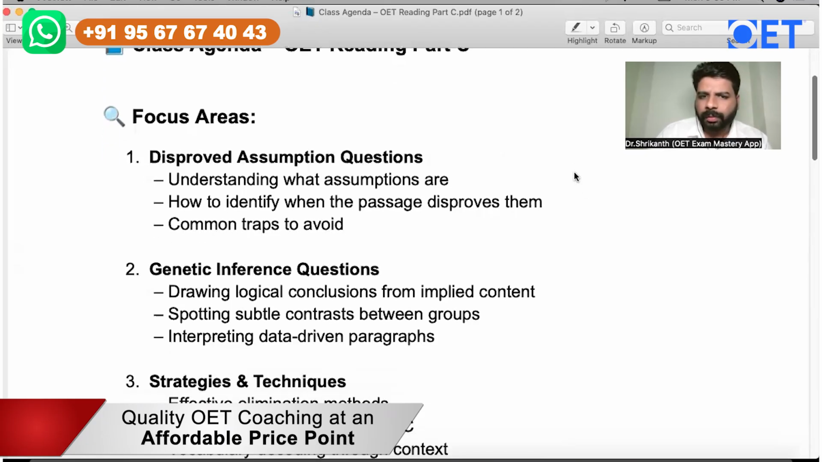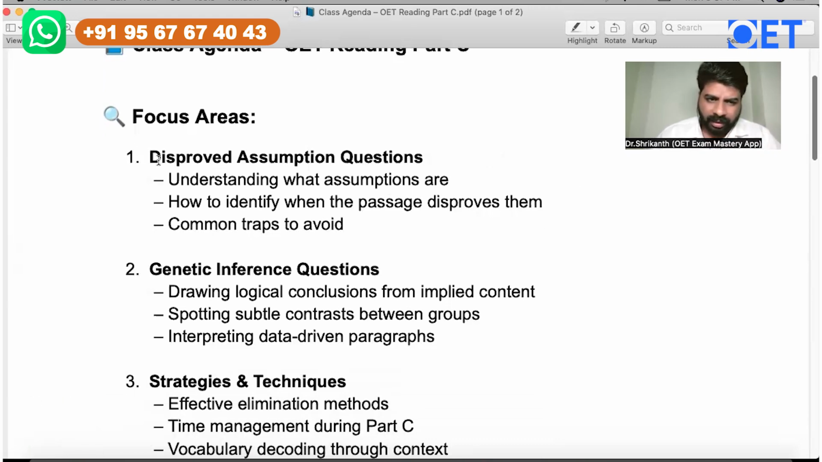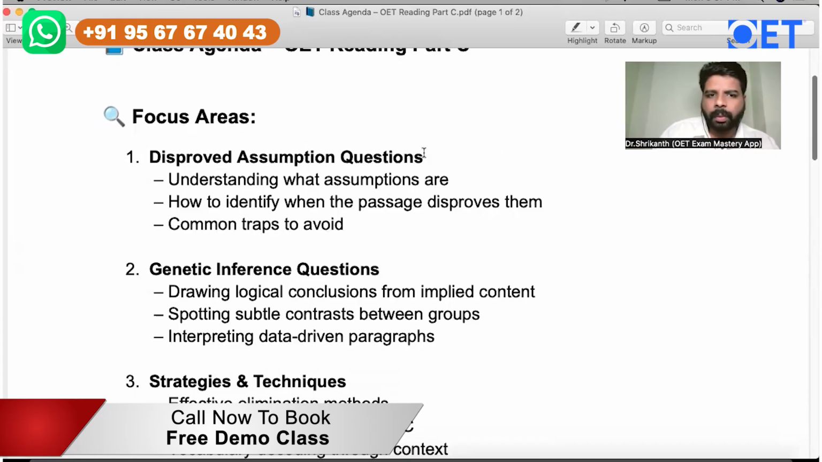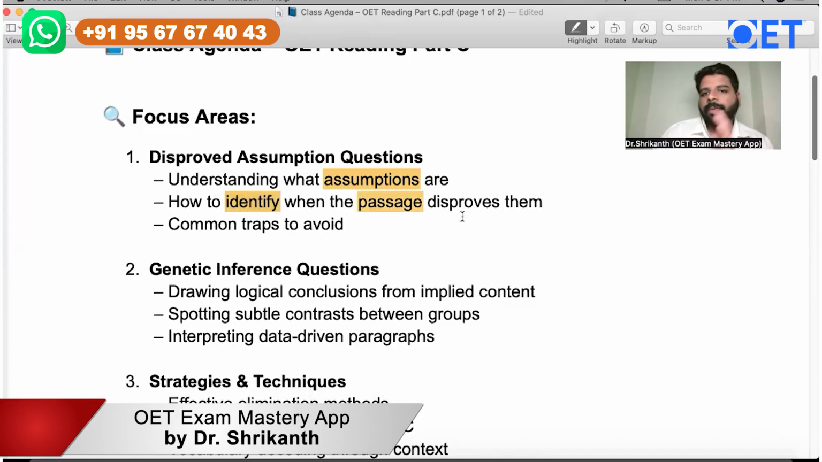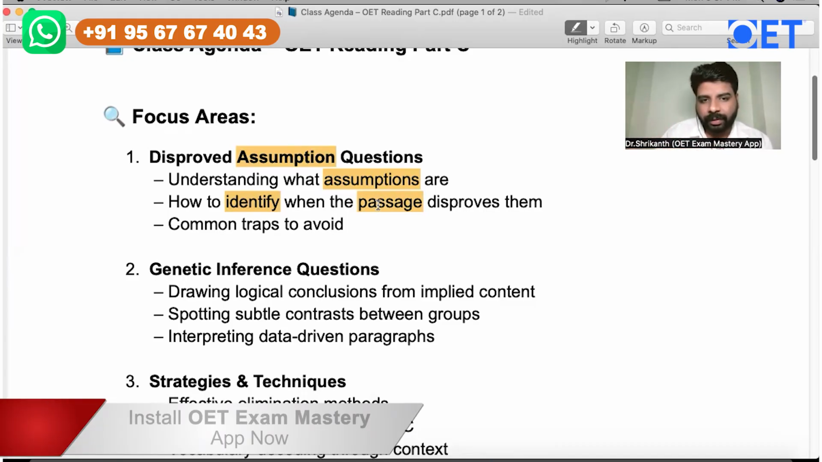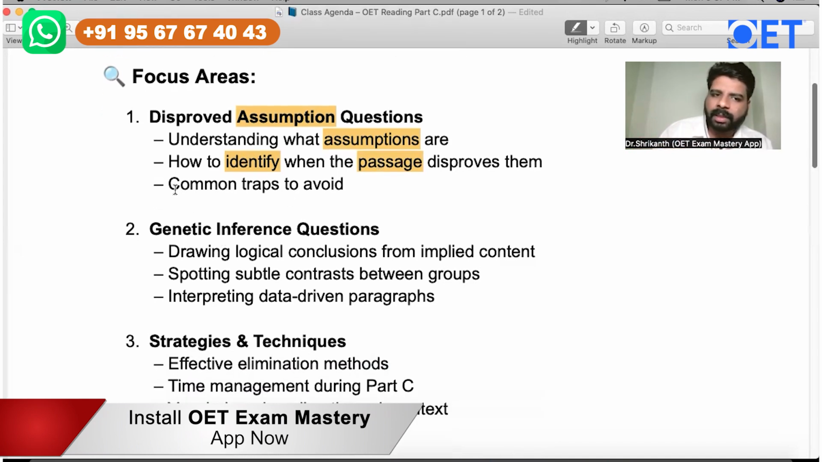There will be 2 questions over here. The first question will be about disproving an assumption. You will understand what assumptions are in OET reading, how to identify assumptions, and how to identify when the passage is disproving them. Assumption basically means a belief system, and the new information is contradicting that belief system. That requires a lot of inference skills. And obviously, when it comes to OET, there are a lot of traps and distractors, and we should be able to avoid them.